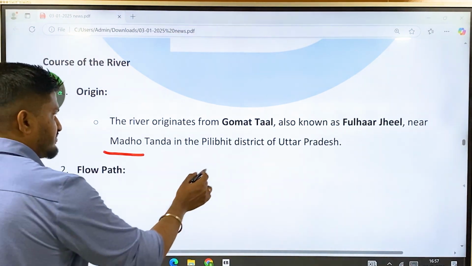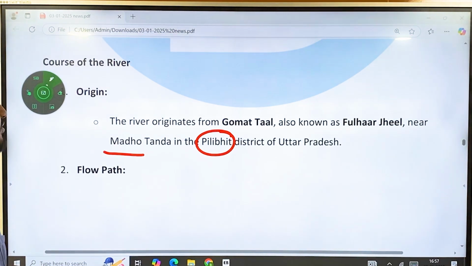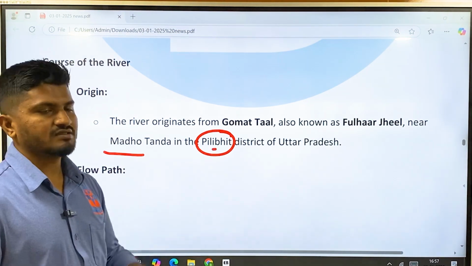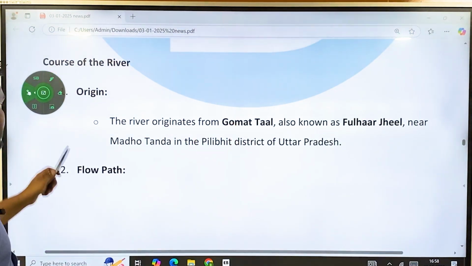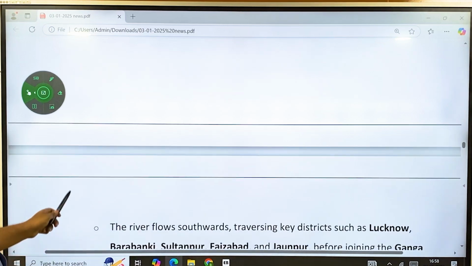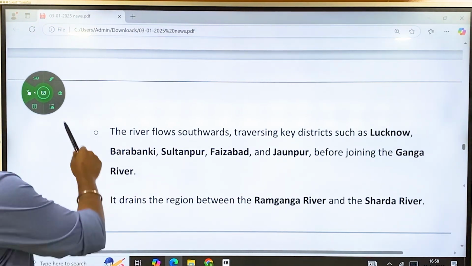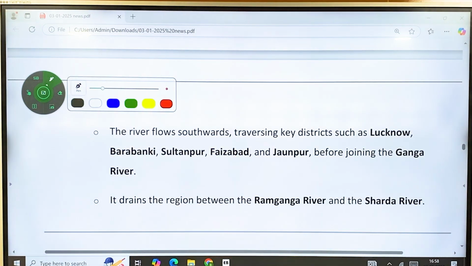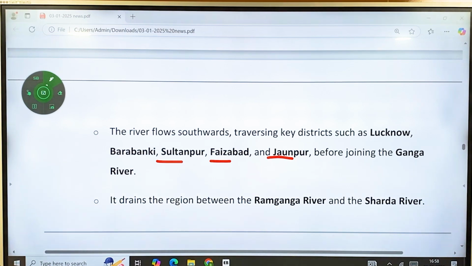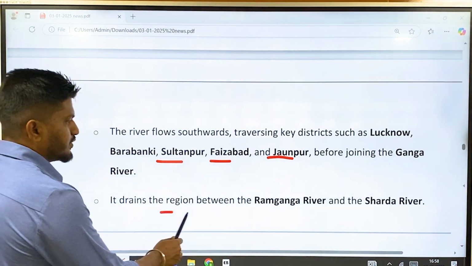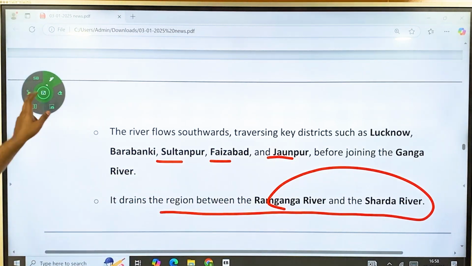Okay, so this Pilibhit district is very important because most of the time the origin of the Gomti River is considered to be Pilibhit. It is also Gomat Tal or Fulhar Tal near Madho Tanda. The river flows southwards, traversing key districts such as Lucknow, Barabanki, Sultanpur, Faizabad and Jaunpur before joining the Ganga River. It drains the region between the Ram Ganga River and the Sharda River. These are other tributaries of the Ganga River.